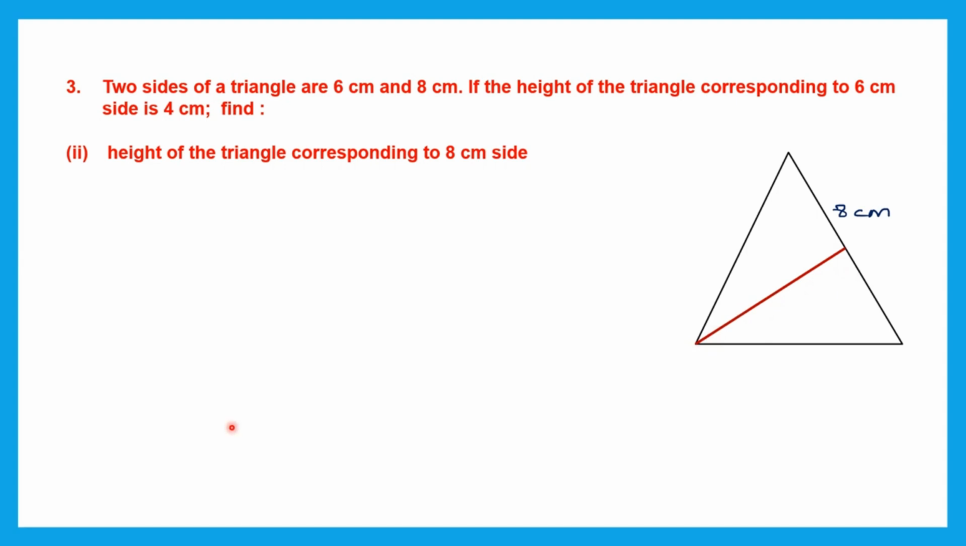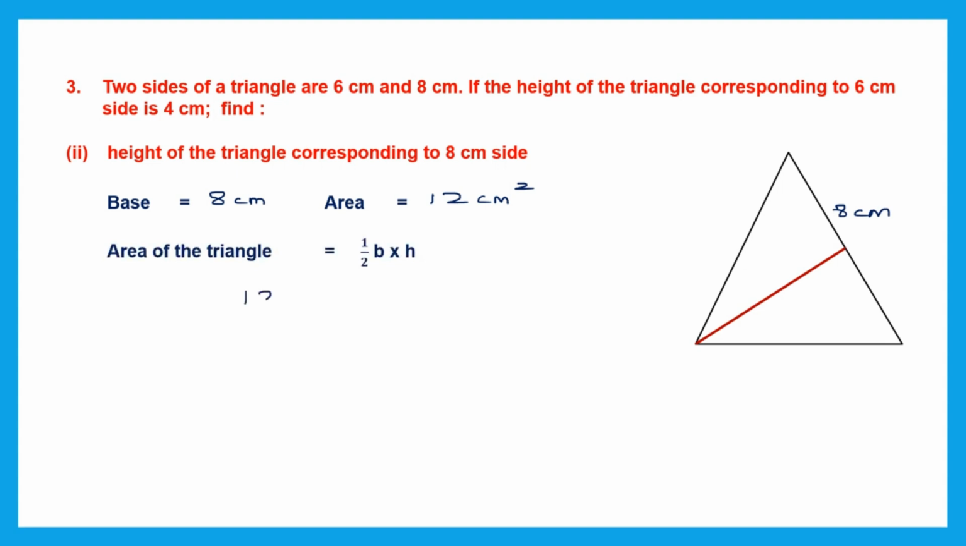So what do we have given to us? We have the base. So this time we can take 8 centimeters as the base. Remember, you can take any side of the triangle as a base. And area, which is found out to be 12 centimeters square. So now we have the base. We can find the height with the help of the formula for area. So area is half base into height.